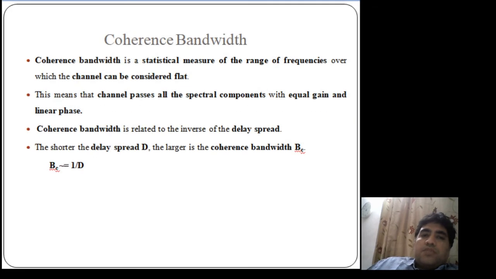Next is coherence bandwidth. It is the bandwidth of the channel which can be considered as flat, which passes all the transmitted signal with equal gain and linear phase. Coherence bandwidth is the inverse of the delay spread, that means the larger the delay spread, the shorter the coherence bandwidth, and vice versa.